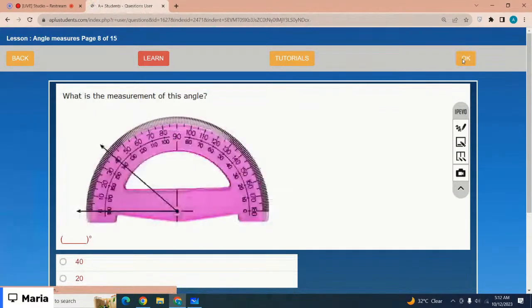What is the measurement of this angle? Which is the correct option? That would be 40 degrees, right? The correct option is 40. Okay, you can complete the lesson by yourself later today. Let's move on to the next one.